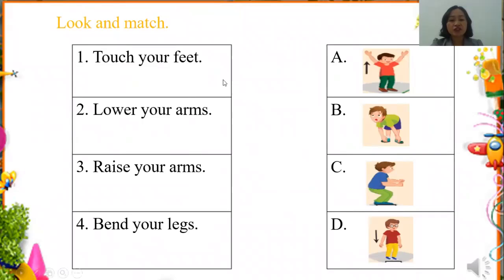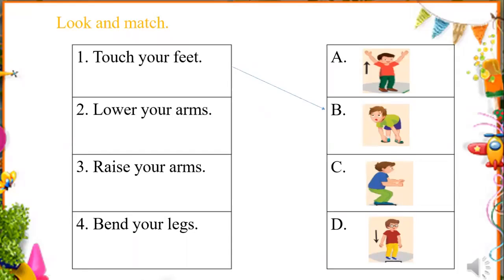1, touch your feet. Now, A, B, C, or D? Yes. 1 with B. And 2, lower your arms. A, C, or D? Here. Lower your arms. So, 2 and D.